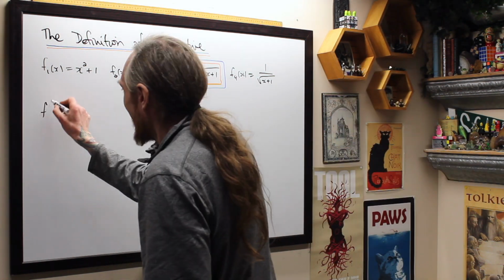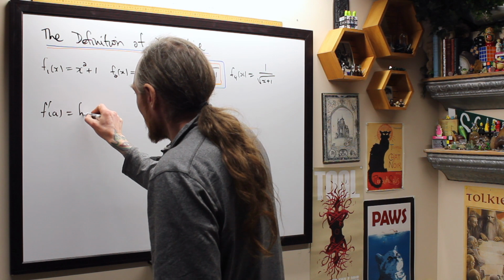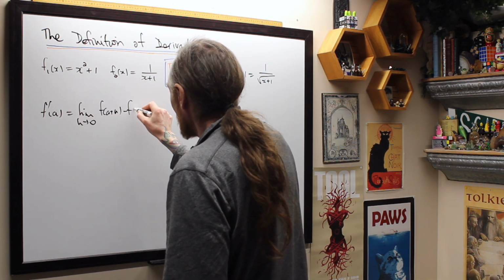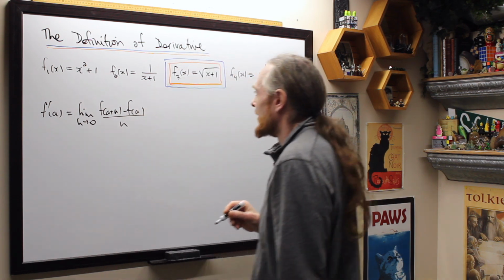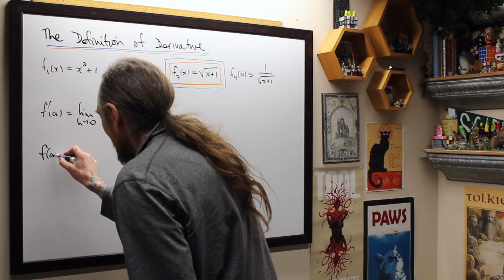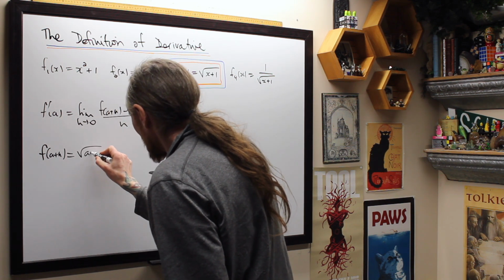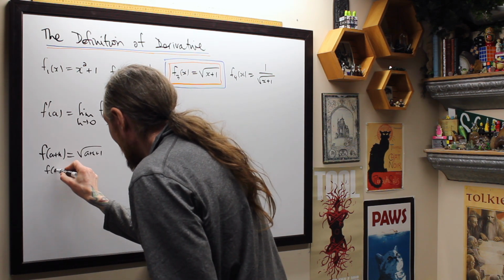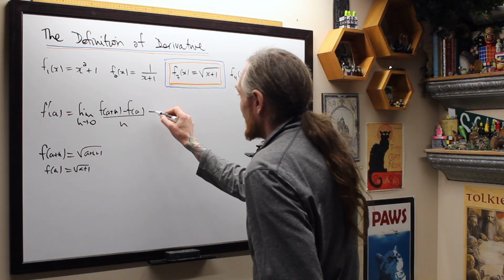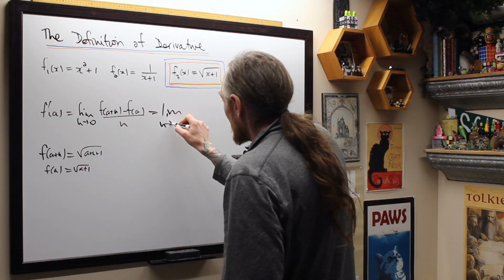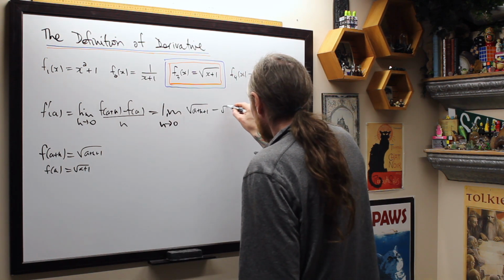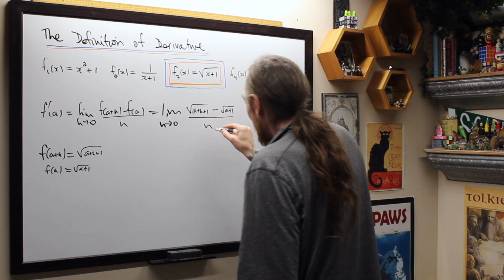The rule's the same. f prime of a is equal to the limit as h approaches 0 of f of a plus h minus f of a over h, which now this one is going to be what? f of a plus h is equal to the square root of a plus h plus 1. f of a is equal to the square root of a plus 1. I put that into my definition now. This is the limit as h approaches 0 of the square root of a plus h plus 1 minus the square root of a plus 1 over h.